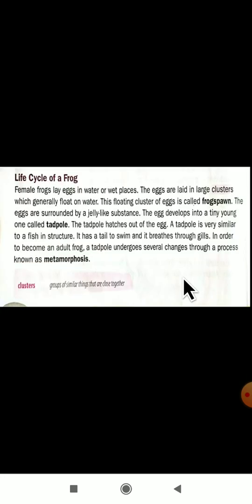We have studied the water animals. About the water animals we studied fish, and fish and frogs also lay eggs. Fish will lay hundreds of eggs, but only a few of them will grow into a baby fish. Let us learn about the life cycle of a frog.